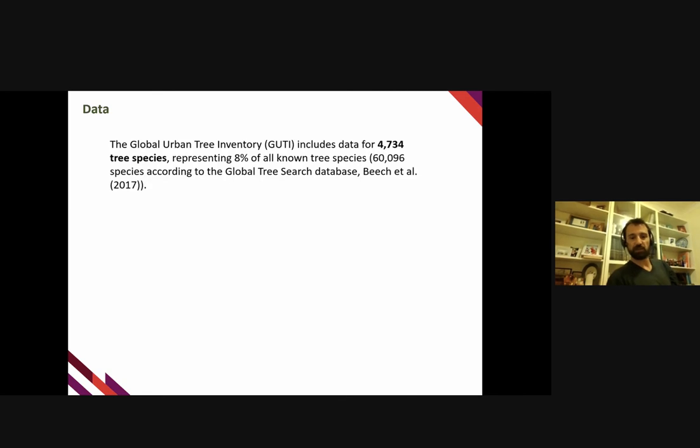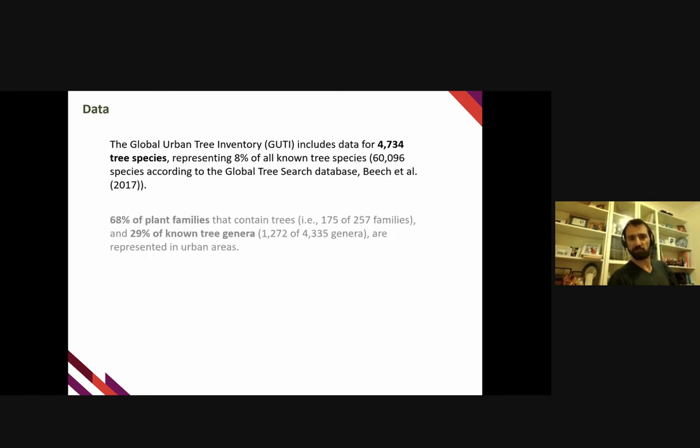So if we look at GUTI in relation to the known tree flora in nature that contains about 60,000 trees, we estimate that the diversity of trees in these urban areas might be up to 8% of all the non-tree species, which is quite significant in my opinion. So we have about 68% of plant families that contain trees and 29% of genera that are represented in urban areas.